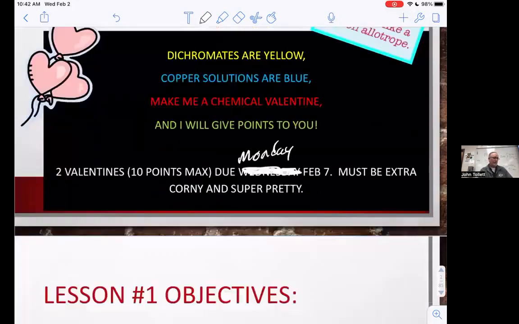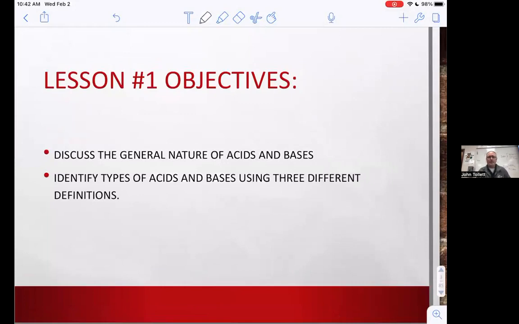Okay, enough about that. What we're going to talk about in this first video for acids and bases is the general nature of acids and bases. We're going to identify which ones are acids and bases, and use 3 different definitions to identify what those things are. You may remember them from last year: Arrhenius, Bronsted-Lowry, and Lewis acid-base theory. We didn't really cover Lewis too much, and I'll discuss that when we get there. We'll just revisit the same ones we did last year, kind of in the same depth.